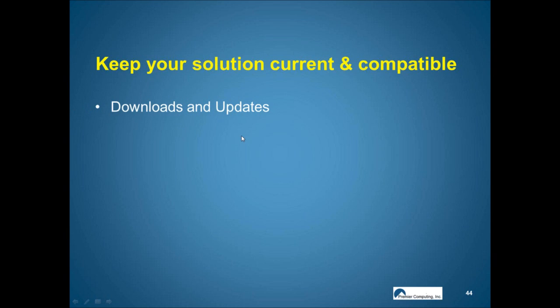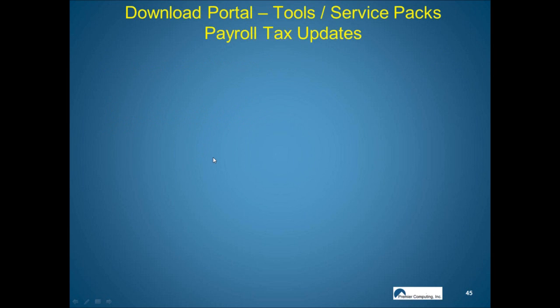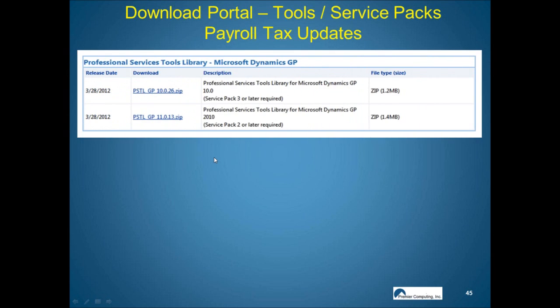We can download tax updates. You can download service pack updates. You can download the professional tools suite, all off Customer Source. You can do a product suggestion to make it work better. And we've talked about all these.